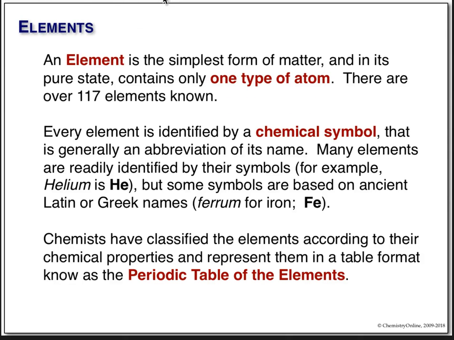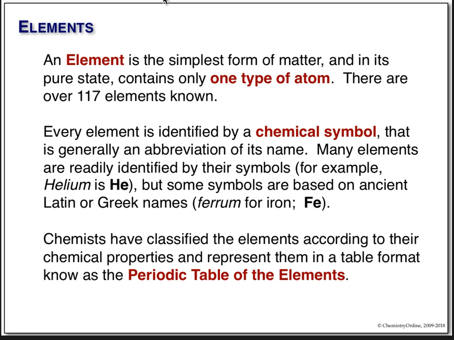An element is a substance that contains only one type of atom. Every element is identified by a chemical symbol. The symbol can be derived from the name, or some of the things that have been around for a long time, things that were discovered in antiquity, the symbols are actually named based on Latin or Greek.